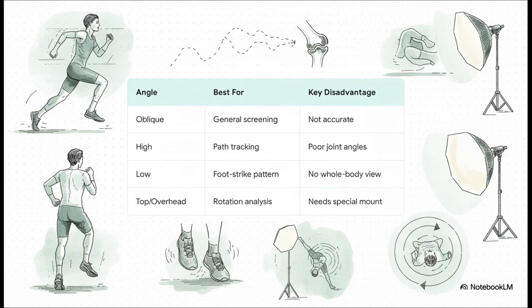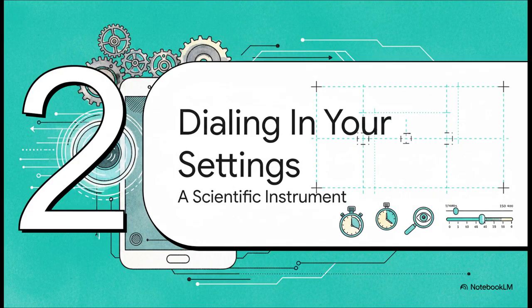Then you have a high view, which is awesome for tracking the path someone takes, but it's going to distort your joint angles. A low, ground-level view, unbeatable for seeing foot strike patterns, but it tells you almost nothing about the rest of the body. And finally, the top-down or overhead view. This one is the undisputed king for analyzing rotation. But, and it's a big but, it usually needs a special mount and can be a real pain to light properly.